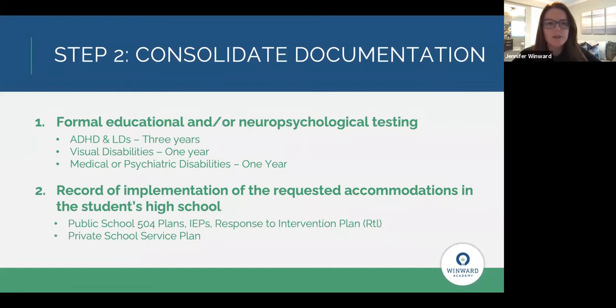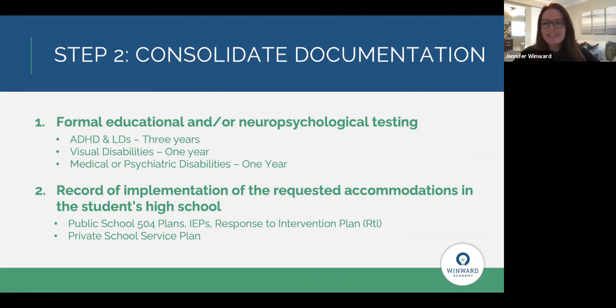So what is ACT looking for? ACT is looking for, again, this kind of formal educational neuropsych testing, right? They want to see that there has been a licensed professional who has conducted some sort of analysis or diagnosis. If you have ADHD or a learning disability, they want one of these formal neuropsych assessments or educational assessments to have occurred in the past 3 years. If you have a visual disability, they want to see that you have worked with a doctor in the past year. Same thing if you have a medical or a psychiatric disability, that 1-year term.